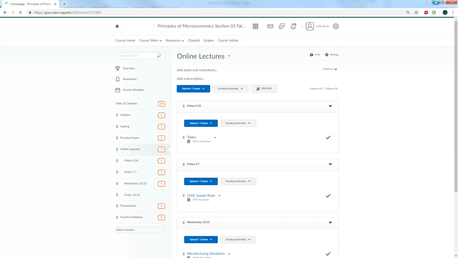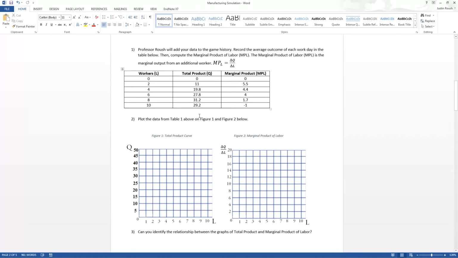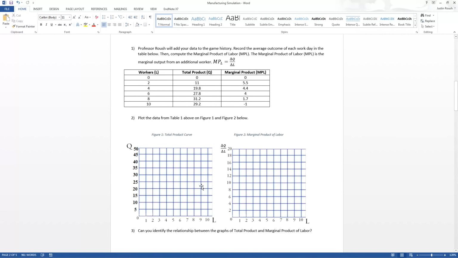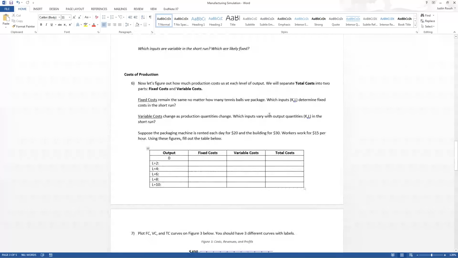So let's go back to our worksheet. So here is the data that we used in class in this worksheet. Remember, it's like the average of all the classes that have ever done the tennis ball game. And this is what we came up with. You plotted these curves, so you should have something here. And we've made it all the way to the costs of production.